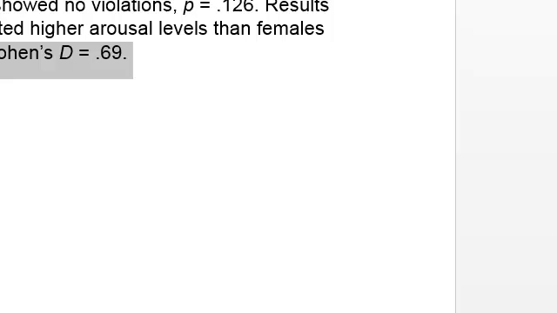So we have one sample, we have independent samples t-tests. The calculation of these, again, is looking at the difference between groups, controlling for the difference within.